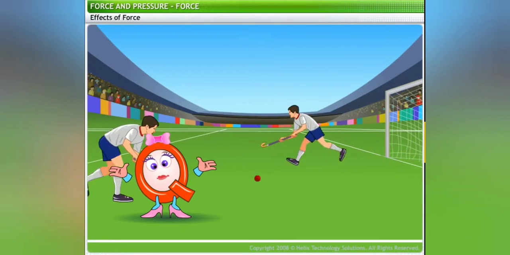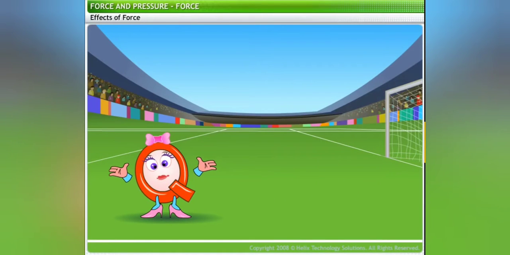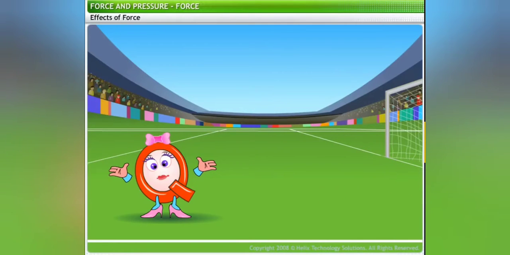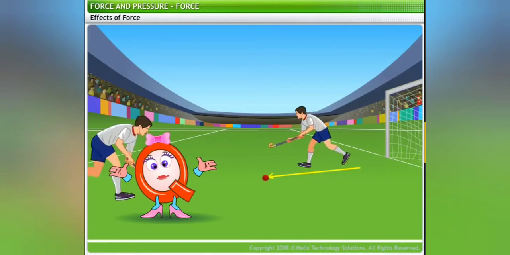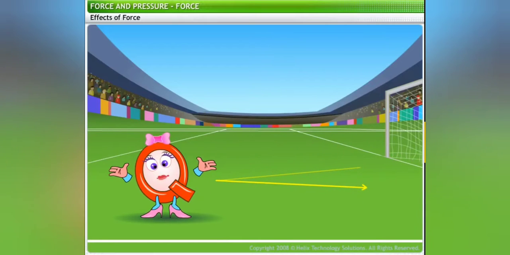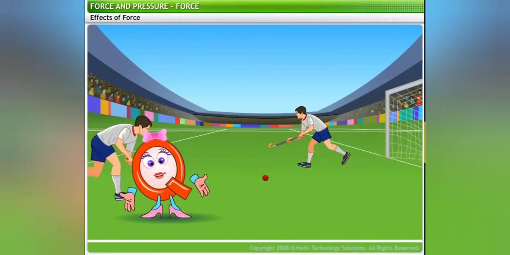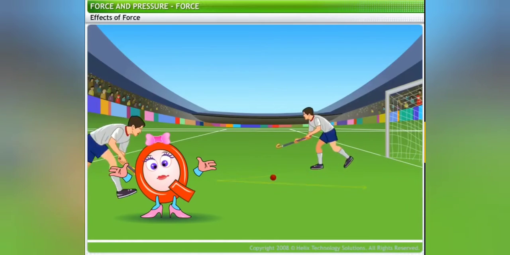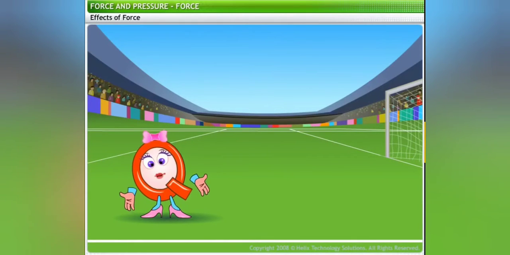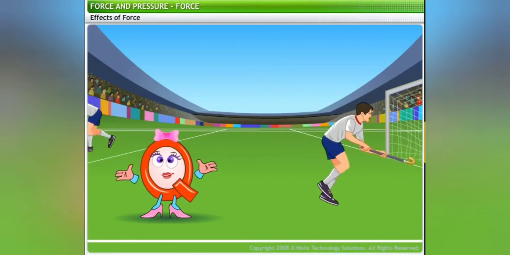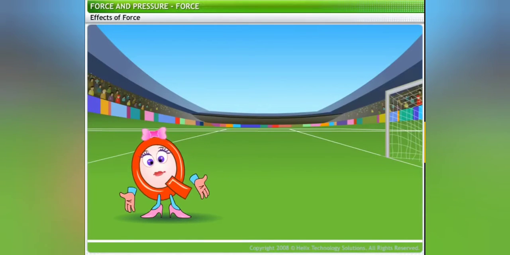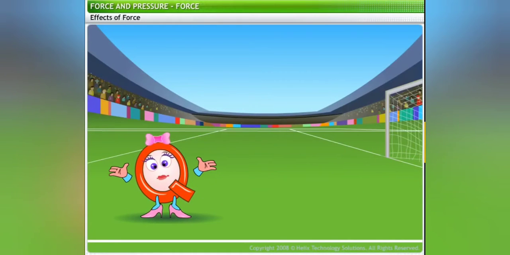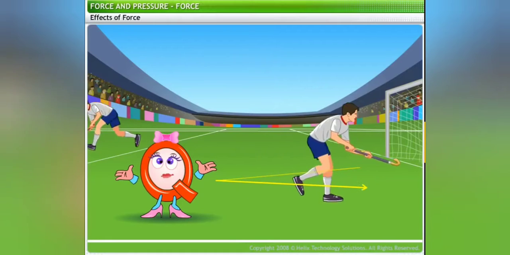Now let's observe what happens when James plays hockey. The ball ahead of him is moving with slow speed. When James hits the ball again in the same direction, it moves with more speed. While playing hockey, James flicks the ball passed to him towards the goal by applying force through his hockey stick. In doing so, he changes the direction in which the ball was moving.